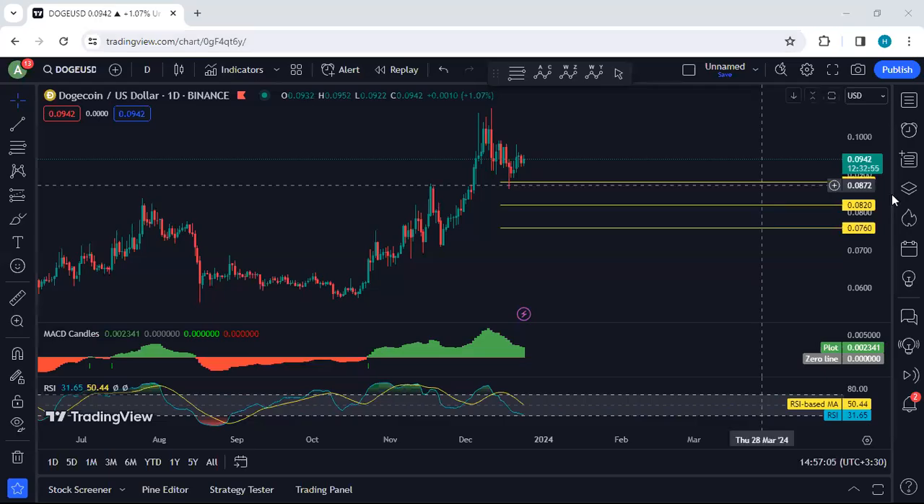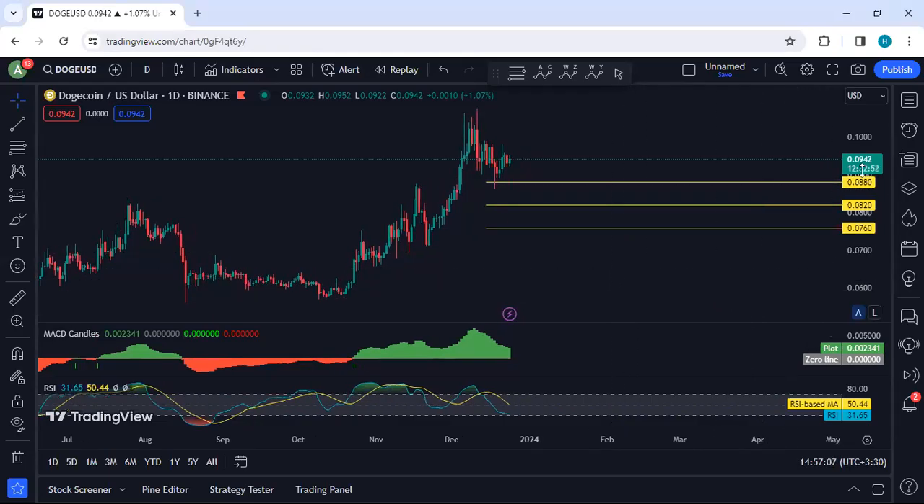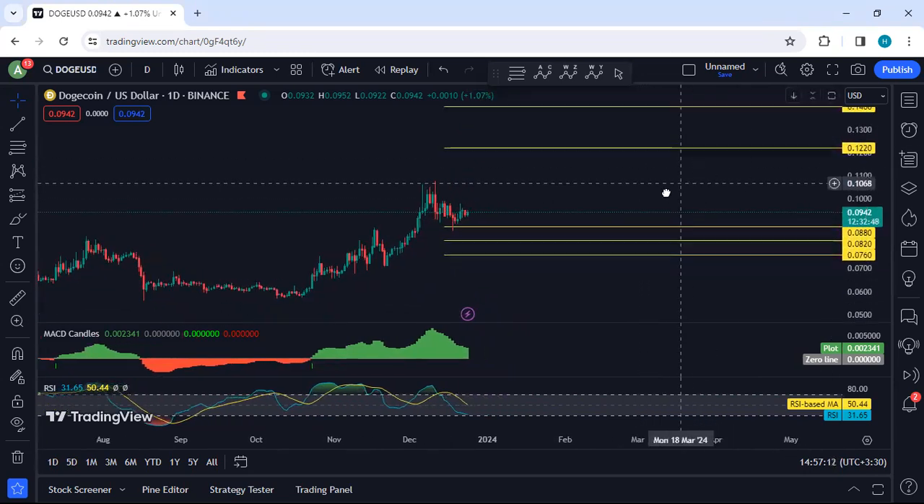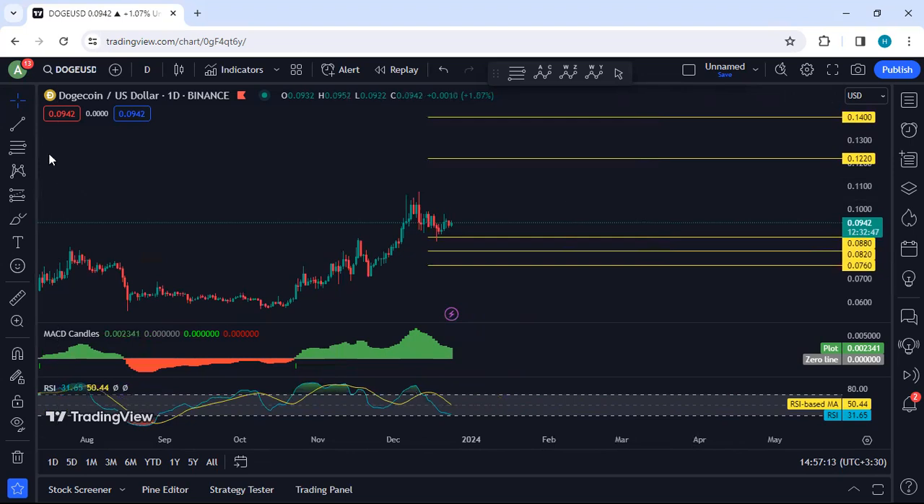We start with the daily chart. I just want to give a quick update. Based on the daily chart, as we can see, we are still within this correction. And we mentioned how deep it can go. The price tag, the first, which is the 0.088.